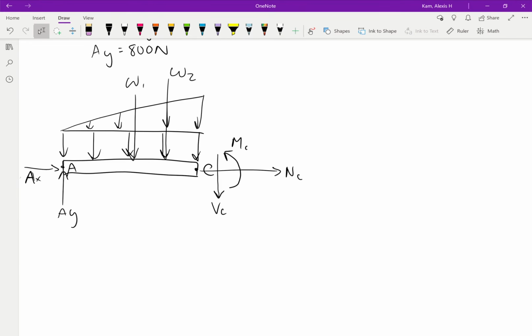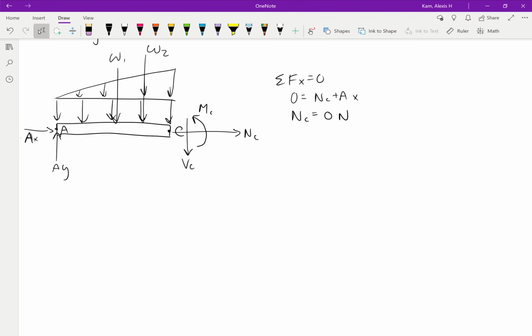But when we look at this, we know that the sum of the forces in the x direction is equal to 0, right? And 0 equals NC plus AX. And since AX is equal to 0, the normal force at C is also equal to 0. So then we can also take the sum of the forces in the y direction, and that'll help us find the shear VC.